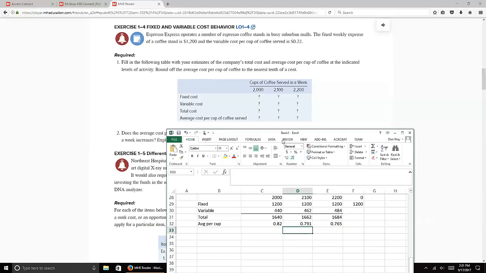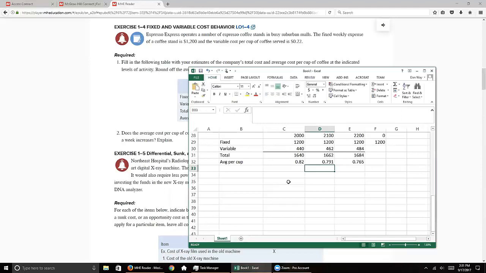Okay. And so they asked us as a follow-up, does the average cost per cup increase, decrease, remain the same? Explain. Well, that gets to the heart of our cost behavior principles. The average cost per cup is decreasing because fixed costs are staying the same. And we now have more units of product to spread those fixed costs over. Variable costs are staying the same on a per unit basis, so the average would stay the same otherwise. But I get to spread my fixed cost of $1,200 over more and more cups of coffee as I move left to right here. So the average per cup decreases a little bit each time.